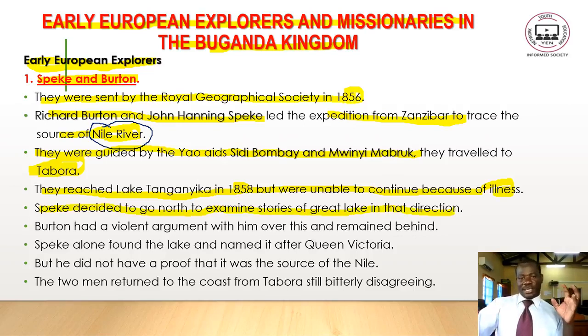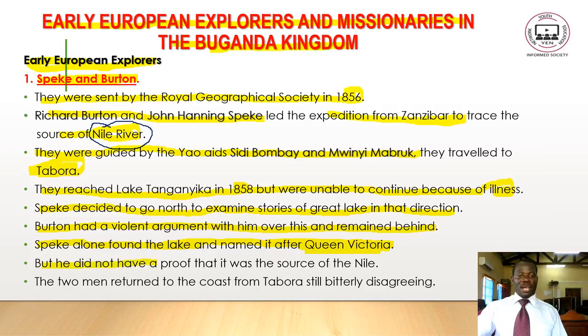So he heard about the Great Lake in the northern part when they reached Tanganyika. Burton had a violent argument with him over this and remained behind. While Speke went up north, Burton remained because they did not agree. So Speke alone found the lake and named it after Queen Victoria. That's why today we have Lake Victoria. It was named by John Hanning Speke.